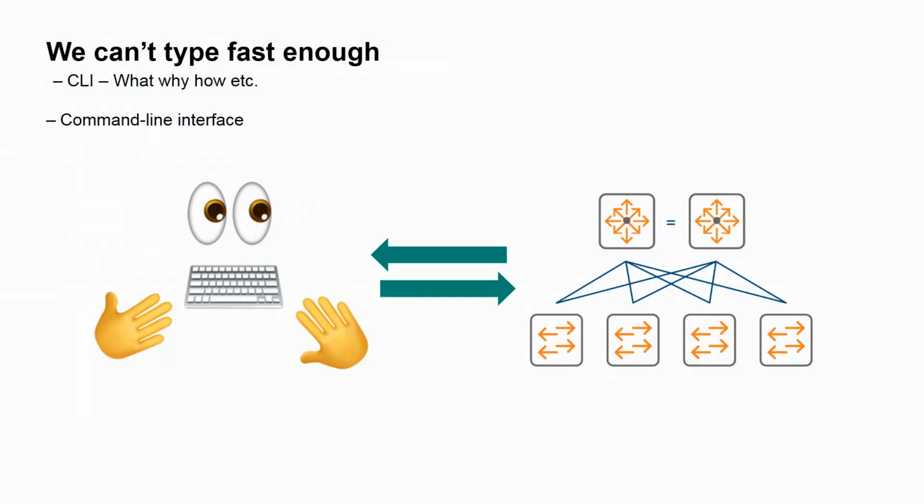Okay, so we can't type fast enough. So the CLI, if you're a networker like me, you probably spent a lot of time on the CLI. So entering commands, that's the command line interface that we use to interact with network equipment nowadays. There are other forms of interaction, I'm sure you're aware, like SNMP. Now, I'm not actually going to be talking about SNMP here. Apologies for that. But we are going to focus on the CLI. So this is where we enter commands to interact with network devices.